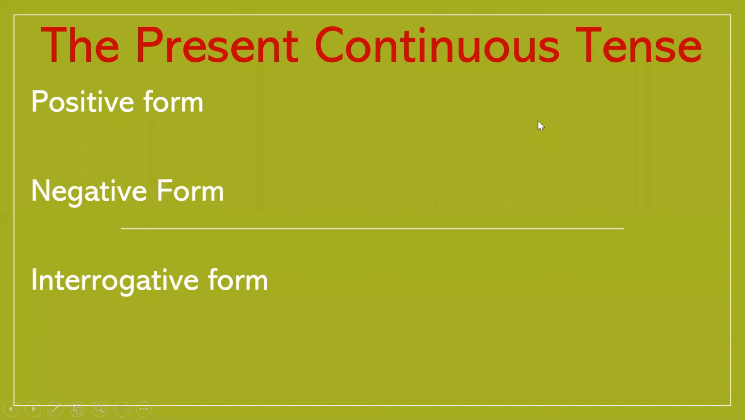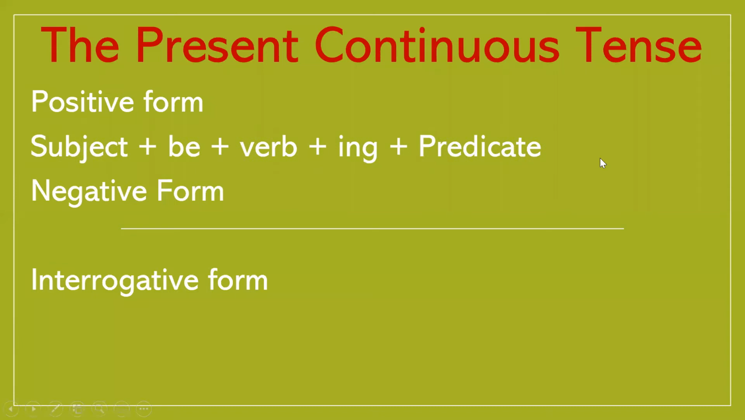Now the present continuous tense, the positive form. Who will tell me? Avantika Jaiswal, 8B. Yes, Avantika. Subject plus be plus present participle of the main verb plus predicate. Yes. So I told you present participle means verb plus ing. So subject plus be plus verb plus ing plus predicate.